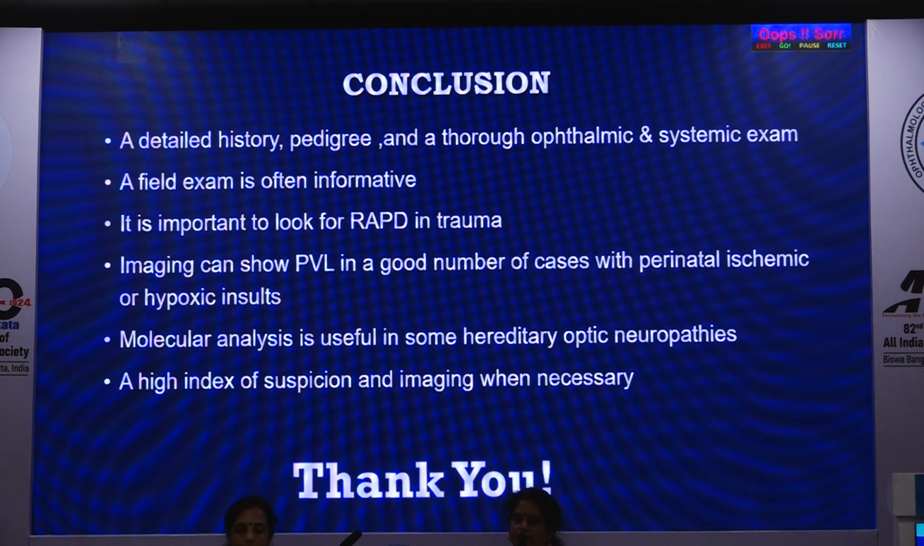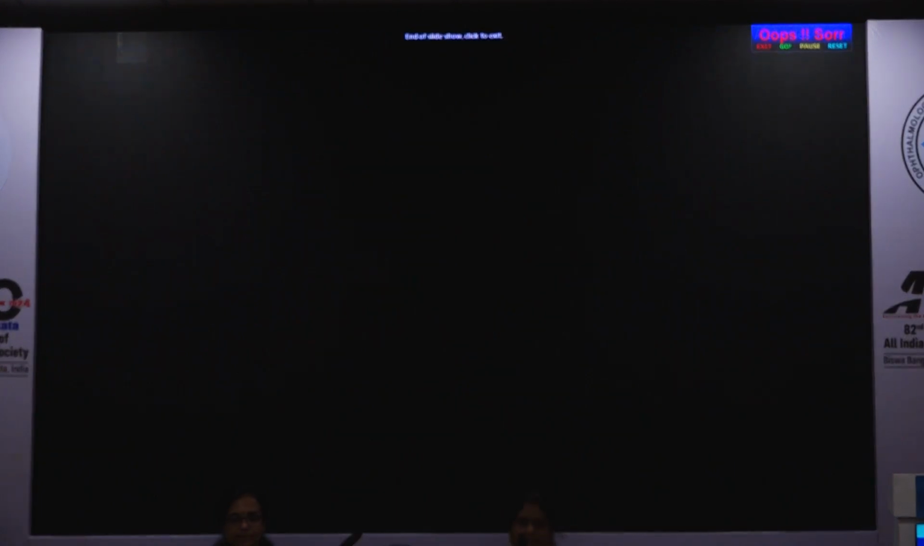And pediatric optic neuritis we have already seen. A detailed history, field examination, and look for RAPD. Field examination is very, very informative, sometimes imaging and molecular analysis in selected cases, and a high index of suspicion and imaging whenever necessary. Thank you.